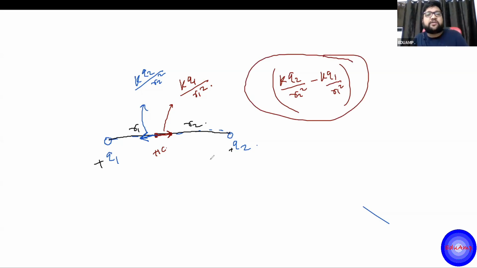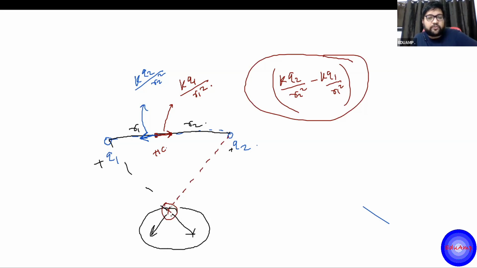You can find the electric field at any point. Let's say this point. This point also, you can find the electric field due to this one. It will be in this direction. And due to this one, the force on this plus 1 coulomb charge. Then you have to find the resultant of these two forces on that 1 coulomb charge. That will give you the electric field at this point. It will be somewhere in between, right?